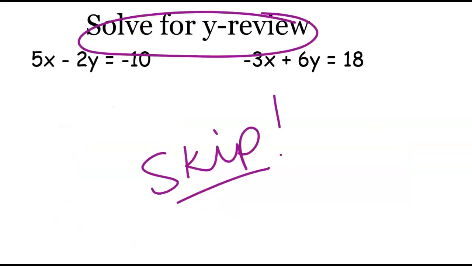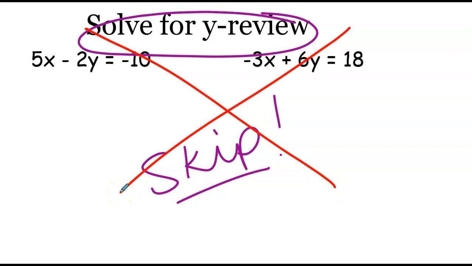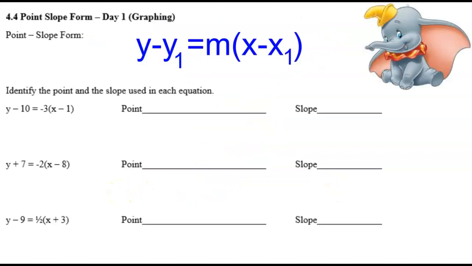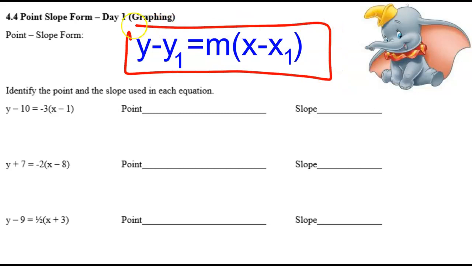You are now going to skip the section that says solve for y review. We'll come back to that later. Point slope form is this formula right here. You need to write down y minus y1 equals m times x minus x1.